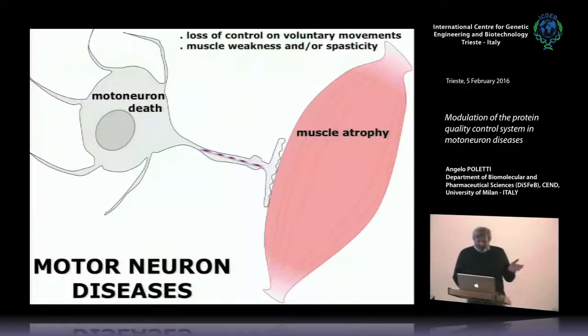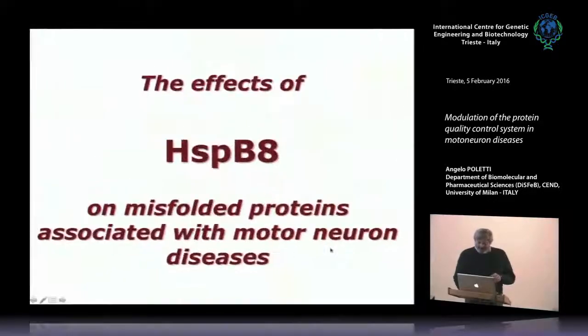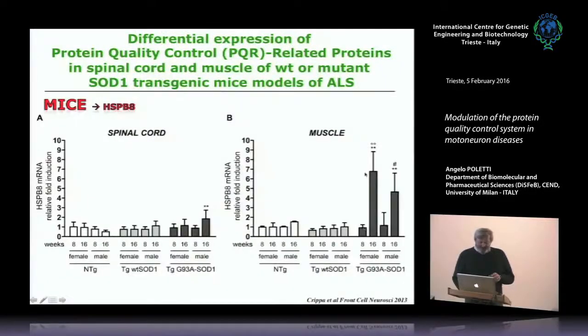Then we also have toxicity of SOD1 and many other proteins in muscle cells. I mentioned before what happens in muscle cells that express the mutant proteins: a huge induction of HSPB8. So we like to believe that this induction is there to try to counteract the toxicity of the misfolded protein in these particular cells. But we have to prove that.